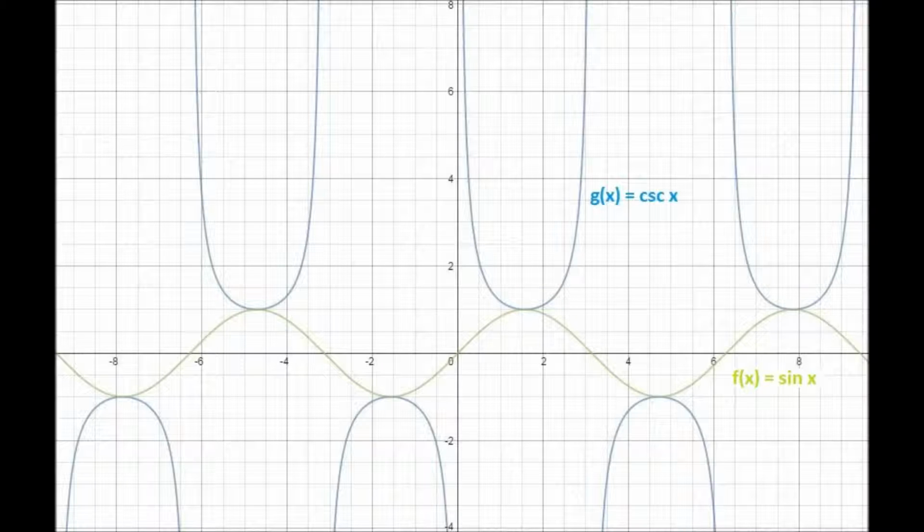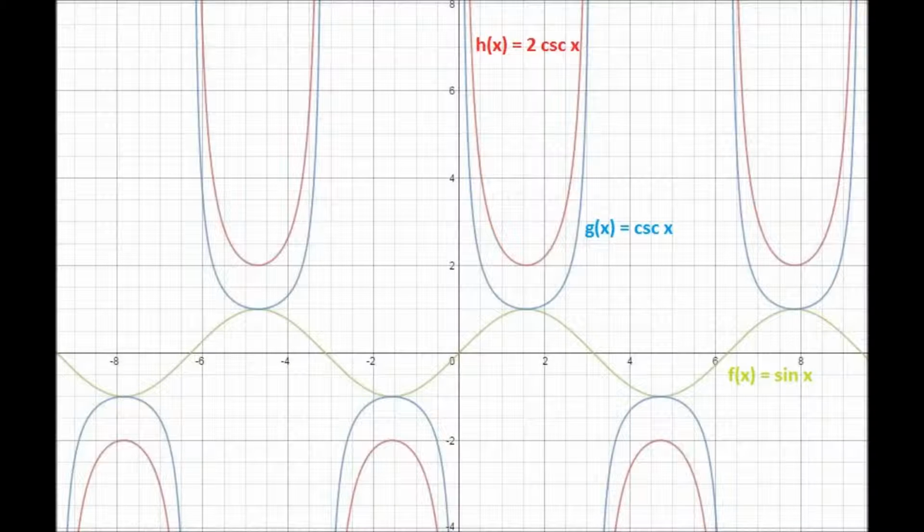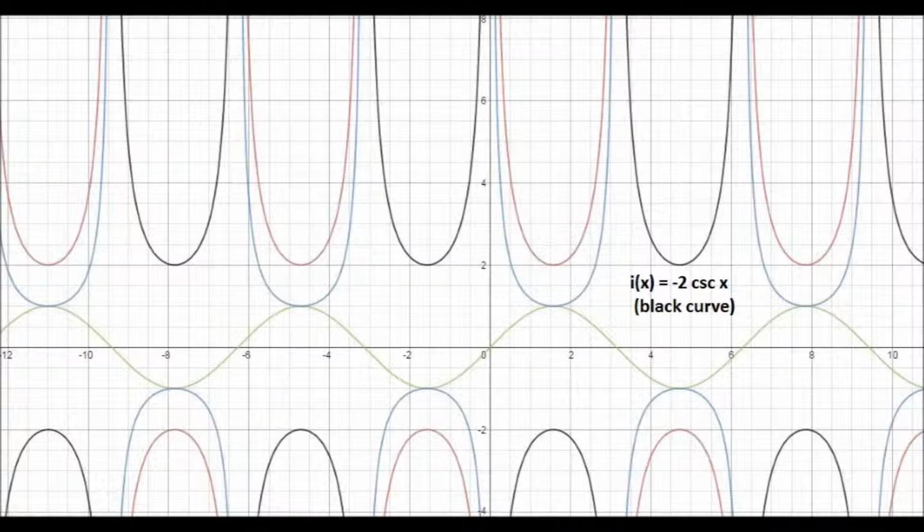Now we have transformations of vertical stretch by a factor of 2 and a negative reflection across the x-axis. Let's see the graph of 2 cosecant x first before applying the reflection across the x-axis. You can see that the 2 cosecant x function doesn't touch the tip of the original sin x function. Then let's see the final transform graph of -2 cosecant x, and it will be the black curve.